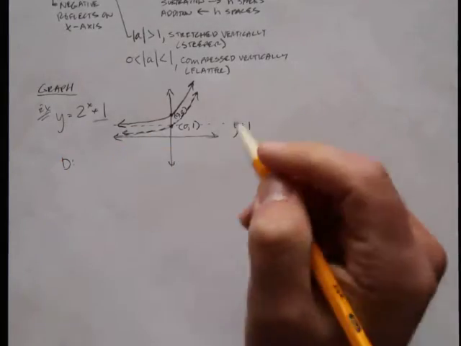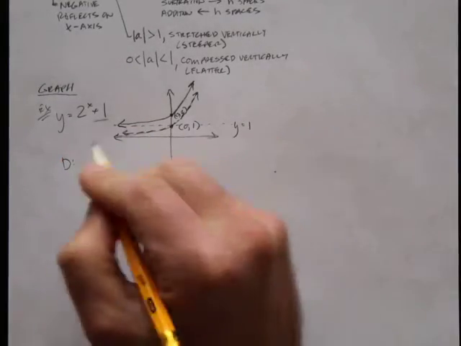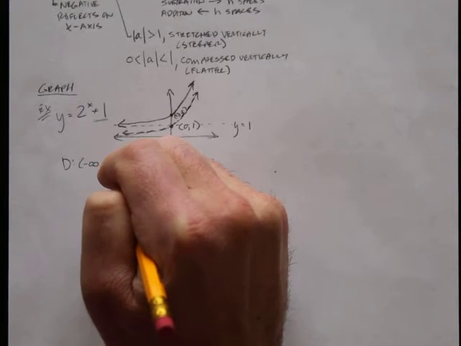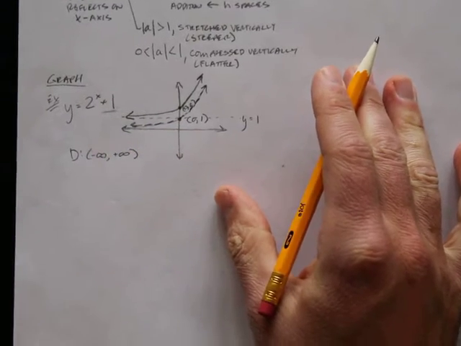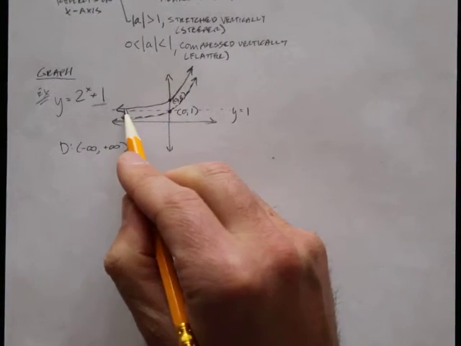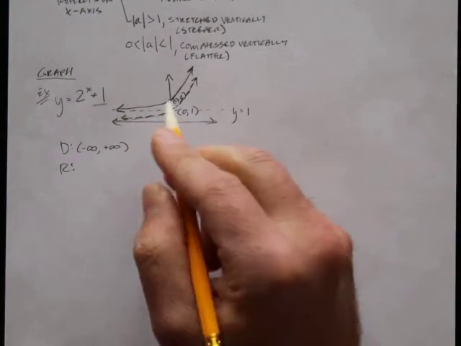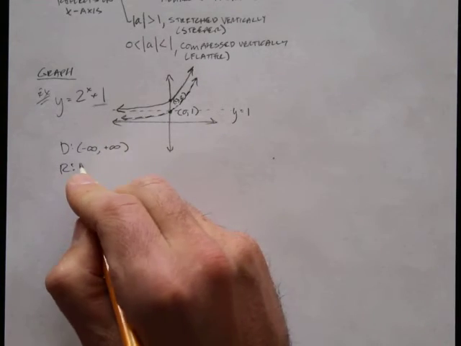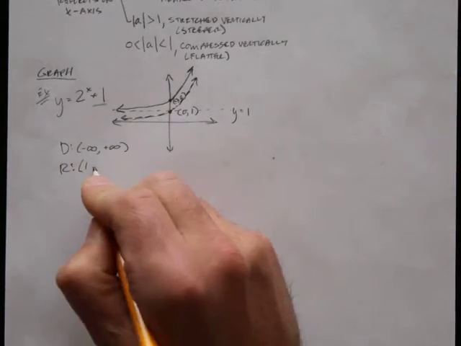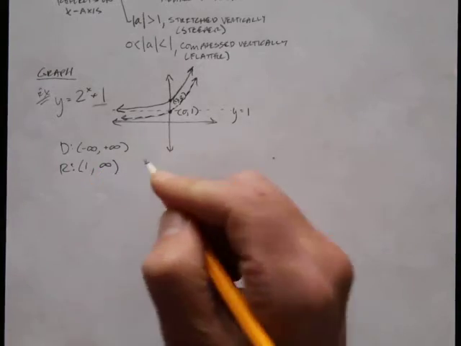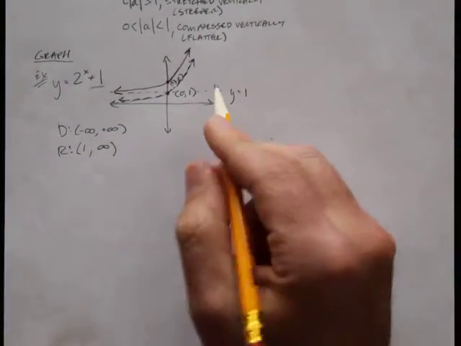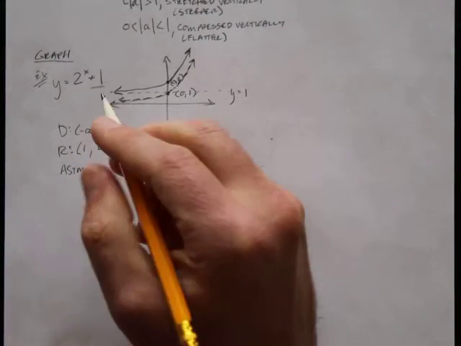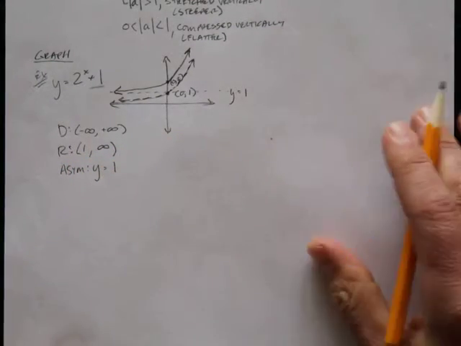Now, in this case, my domain, I go all the way to the left, I go all the way to the right. It's negative infinity to positive infinity. And my range starts at 1, that's my y value, not included, and it goes up to positive infinity. Now, I also need to talk about my asymptote, and my asymptote is y equals 1.